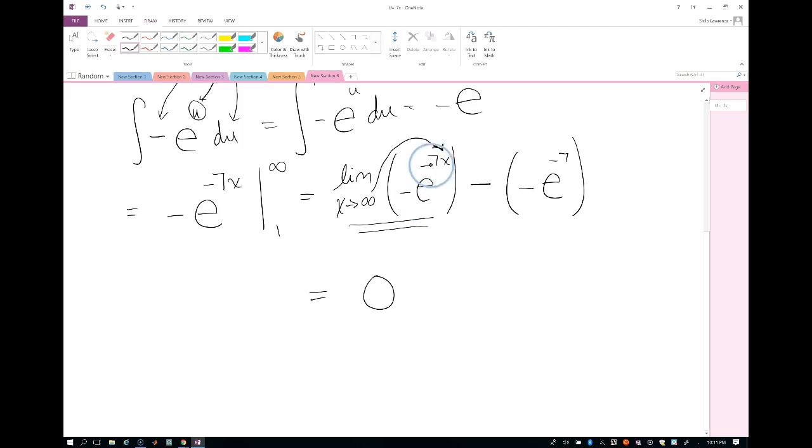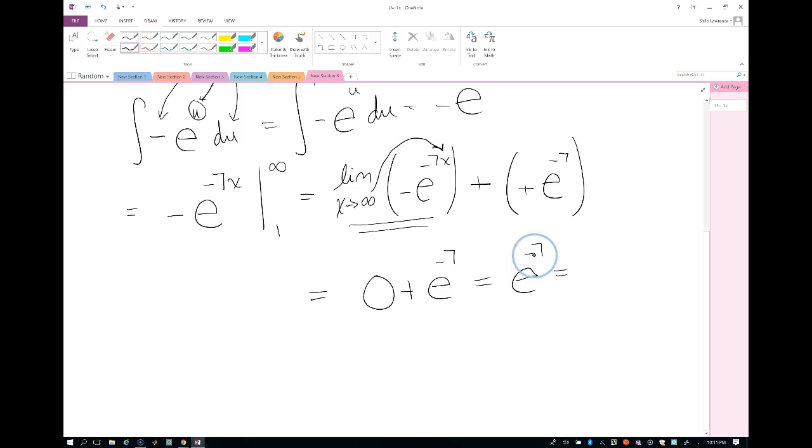On this negative e to the negative 7x graph, as x gets really, really large, the y value is going to 0. And then we've got a minus, and the negative here is going to change to a plus. So we just say plus e to the negative 7. And 0 plus anything is itself.